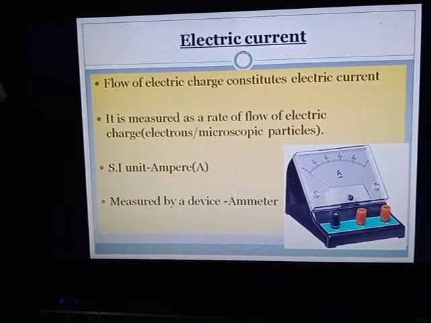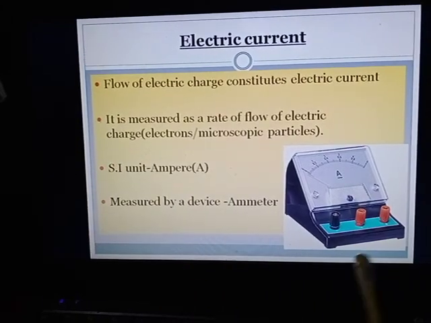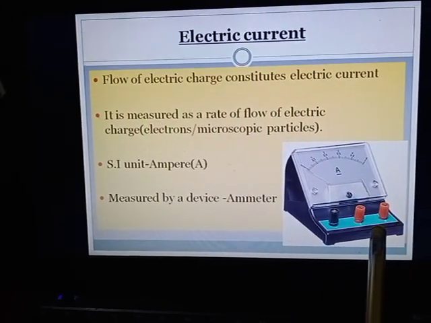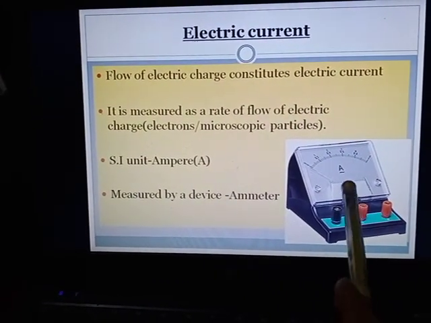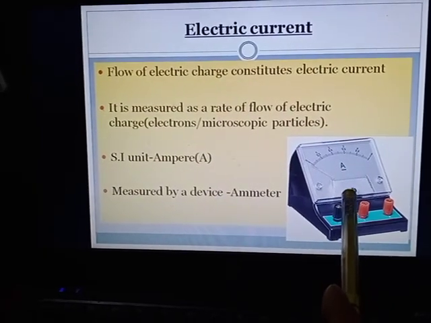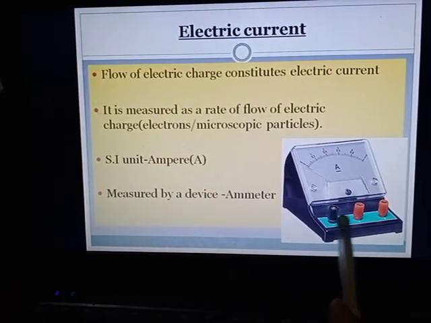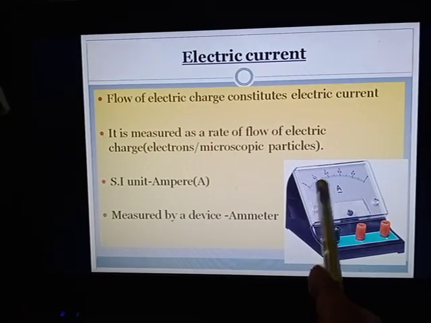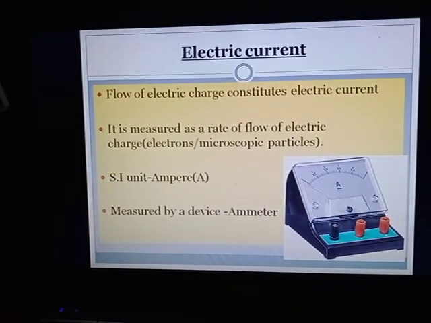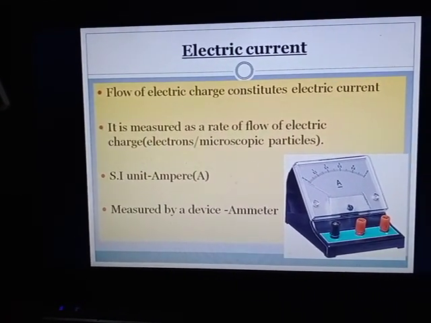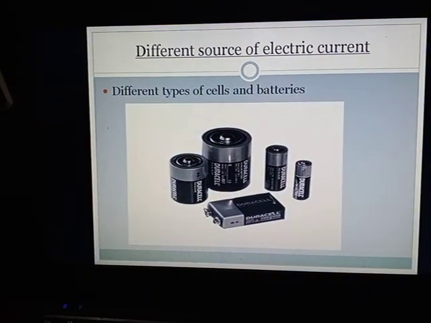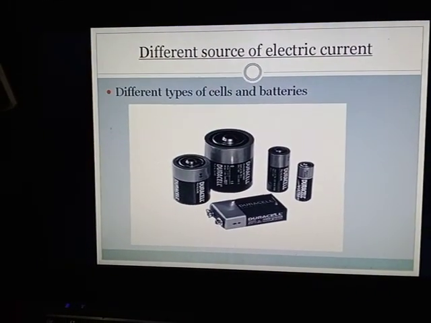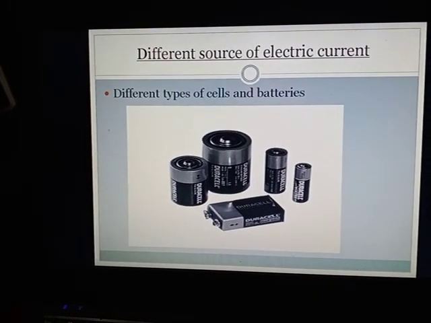Now it is measured by a device known as an ammeter. This is a diagram. This is an ammeter. The A written here shows that it is an ammeter. Here the wire will be connected, and the deflection of the needle shows the amount of current flowing through the conductor.